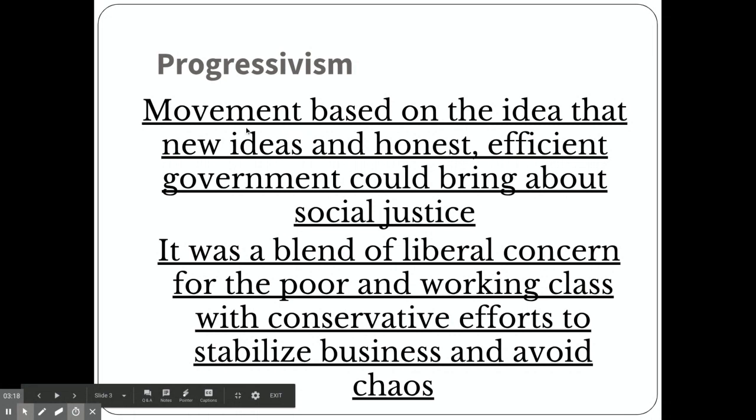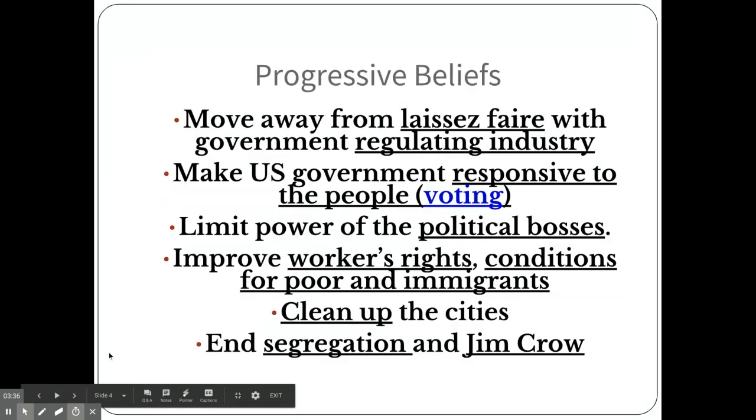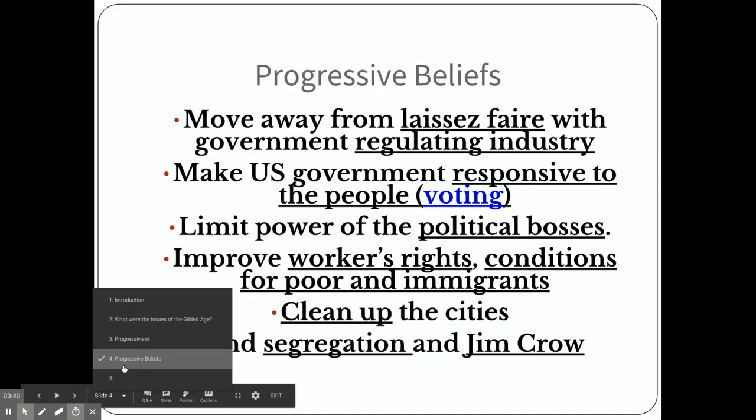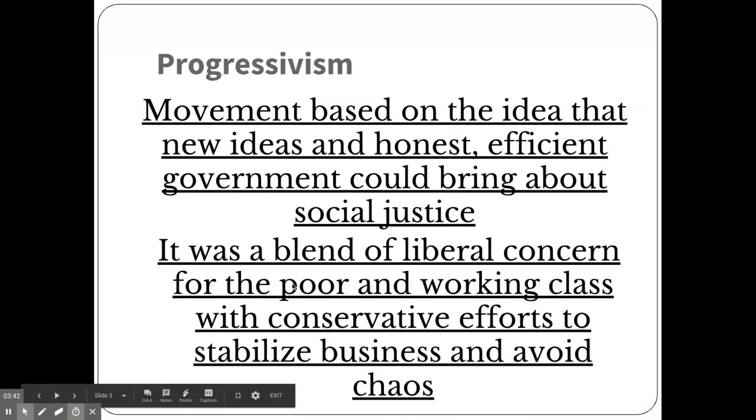Progressivism itself is a movement based on the idea that new ideas and honest, efficient government could bring about social justice that could fix those problems of the Gilded Age. It was a blend of liberal concern for the poor and working class and conservative efforts to stabilize business and avoid economic chaos. You will see in this movement truly a blend of both left and right wing ideas working together to improve society, which, again, back then was something new and it's something we don't often see in our world today.